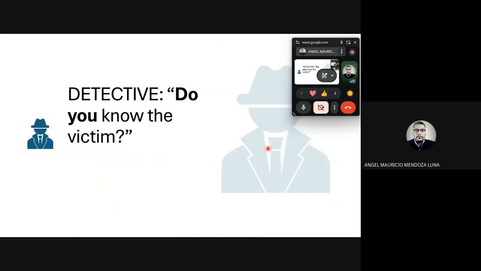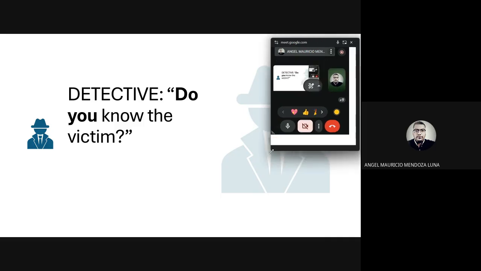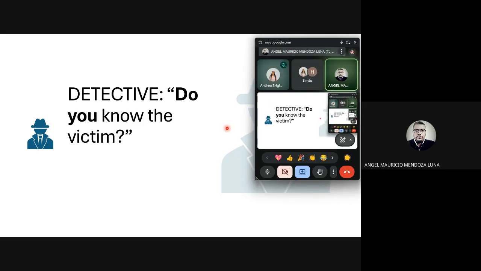Next one. The question is, do you know the victim? And the suspect will be Helen. Break a leg, friend. Change this direct question into an indirect question. I'm sorry, I don't understand the activity.